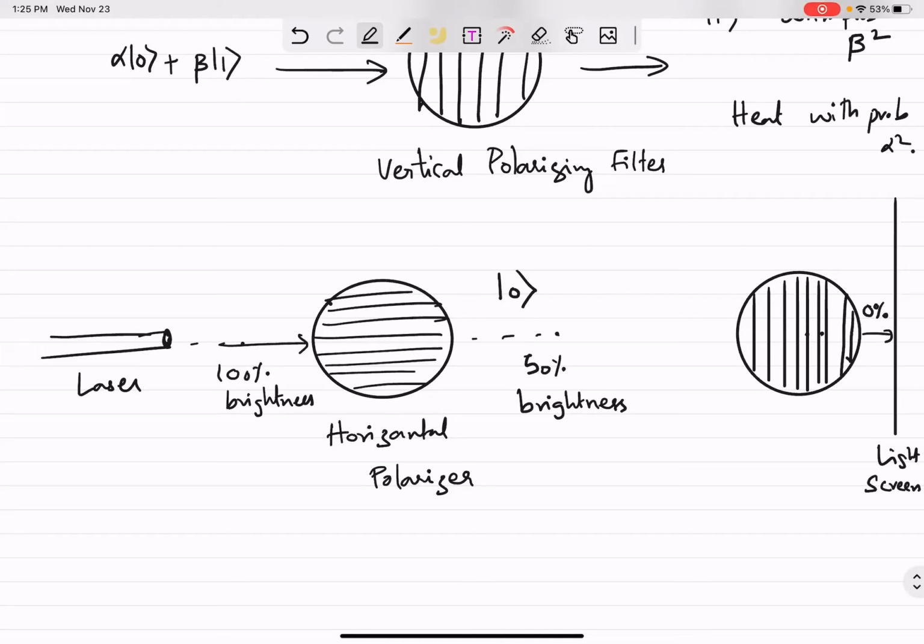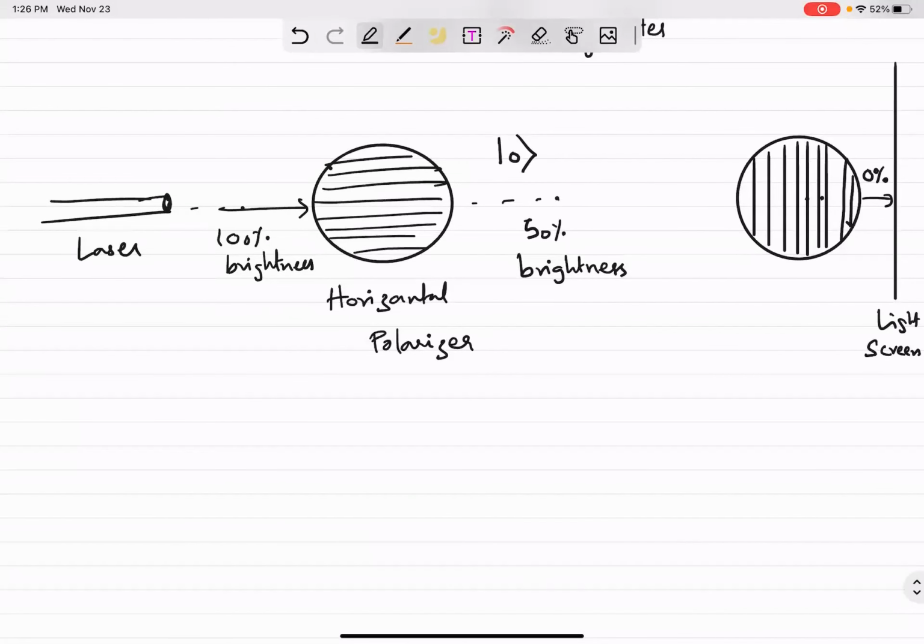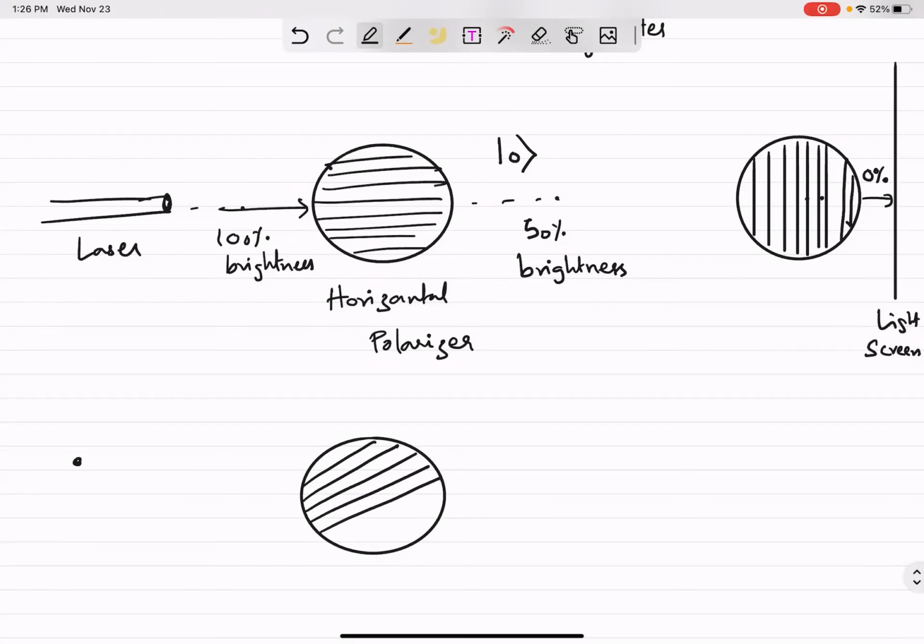As I said, I didn't have the two filters at home today, but if you did, you can do this experiment in any room. I encourage you to try. Now here's an even funnier quirk. Instead of getting horizontal and vertical polarizers, you can also get diagonal polarizers.